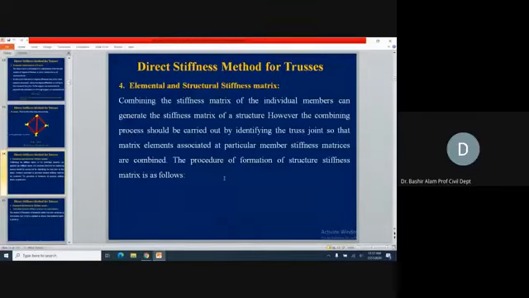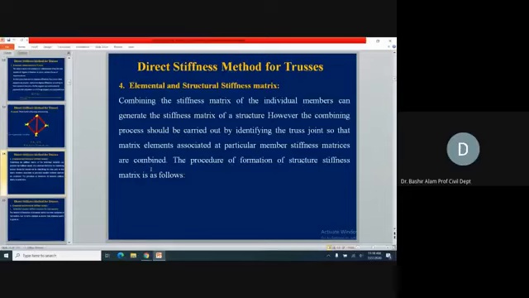What does this mean? First, we need to generate the stiffness matrix for the element. And then from the elements, we will combine their effects and generate the stiffness matrix of the structure, which will be the structural stiffness matrix. However, the combining process should be carried out by identifying the truss joint so that matrix elements associated with particular member stiffness matrices are combined.